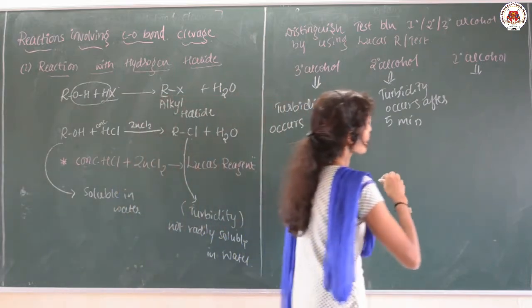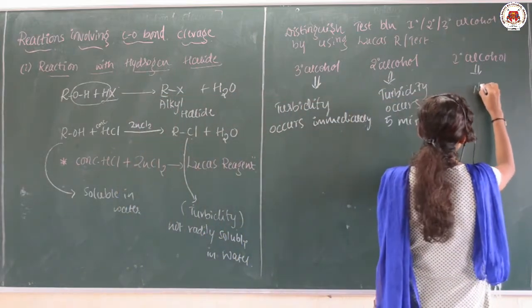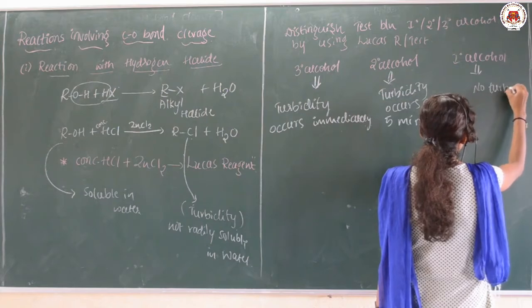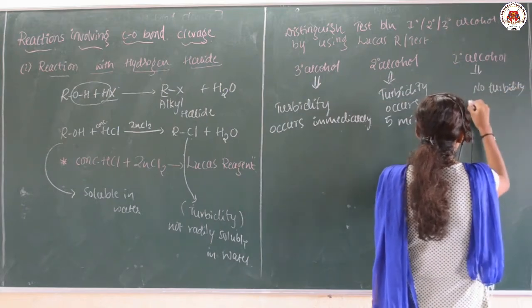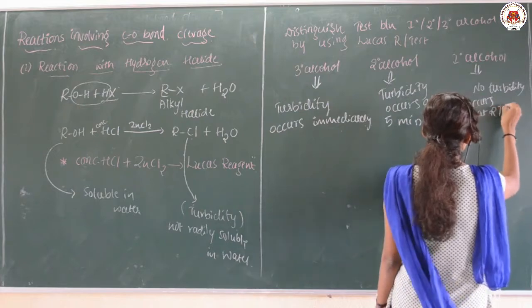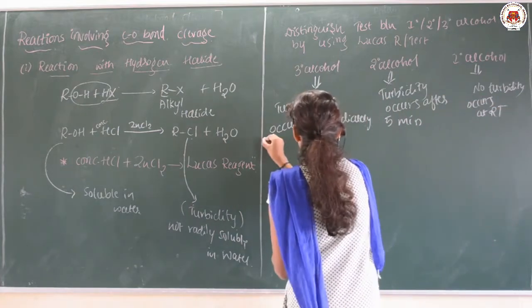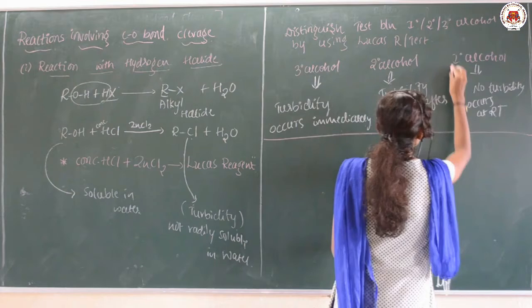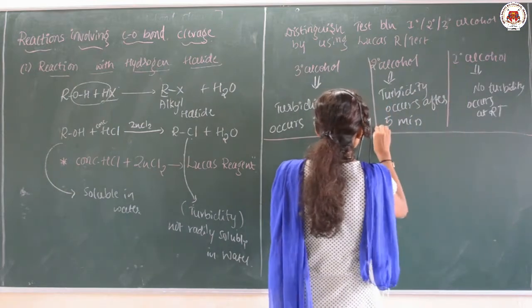Suppose the turbidity occurs after 5 minutes, that is the secondary. And then suppose there is no turbidity at room temperature. If no turbidity occurs at room temperature, that means it is the primary alcohol. That is the primary alcohol we can say.